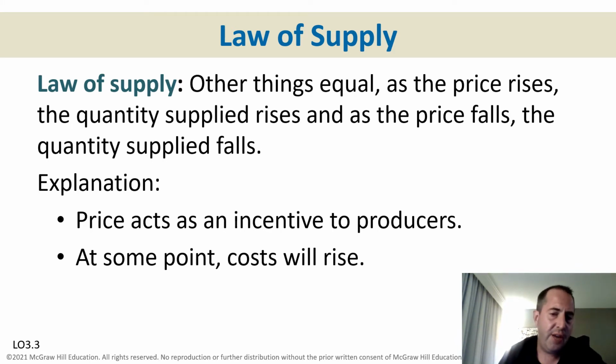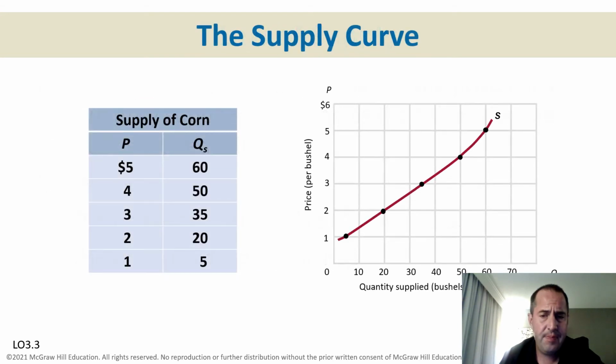At some point, costs will rise as well. What does that mean? At some point, costs will rise. If I try to add more product to the market, like I can only add more financial advice to the market, then I need to hire someone. That's going to cost money. I'll need to get more services, more licenses.